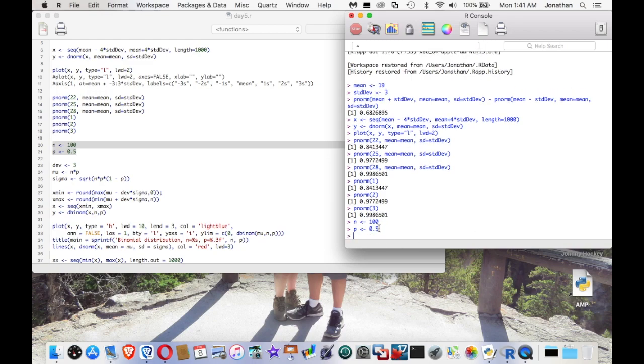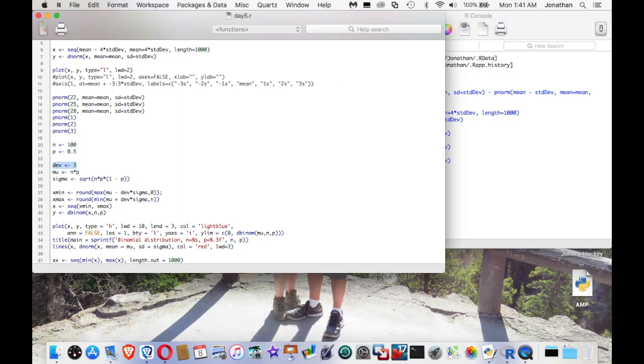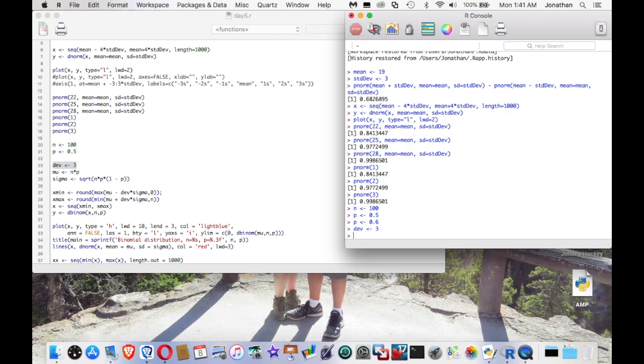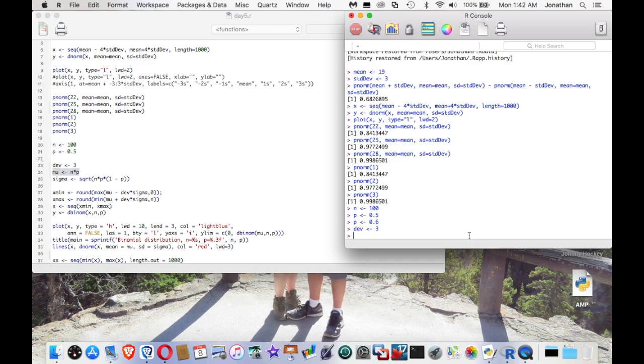Taking p to be 0.5 is too easy, or we've seen it enough. We'll take p to be 0.6. So we'll do some binomial setup where we're going to do 100 trials and our probability of getting a success is 0.6. I'll just say that my dev is 3, so that's how many standard deviations we're going to go on either side. Our mu for our binomial random variable will be n times p.